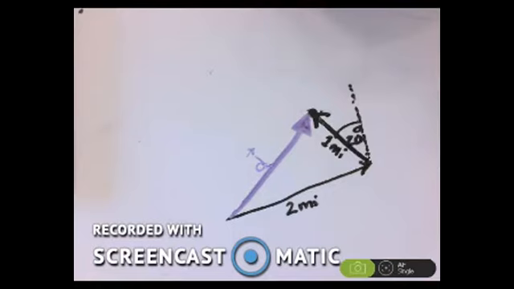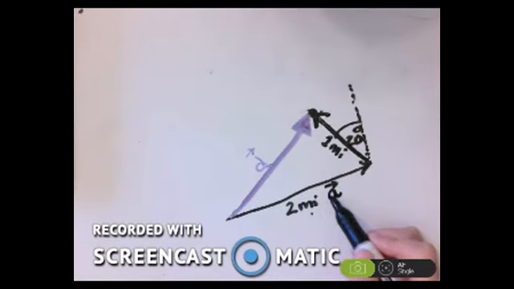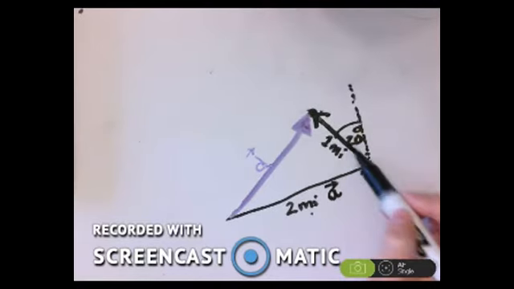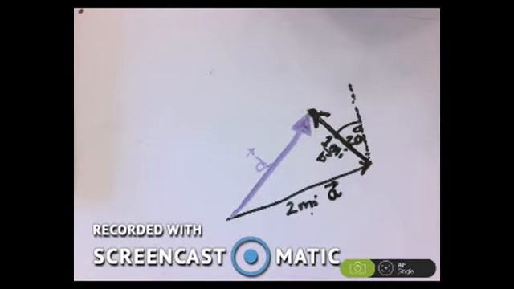So let's take a look at this. First of all, I'm going to randomly name this vector, vector A. And I'm going to call this vector here vector B. It's getting kind of messy here.